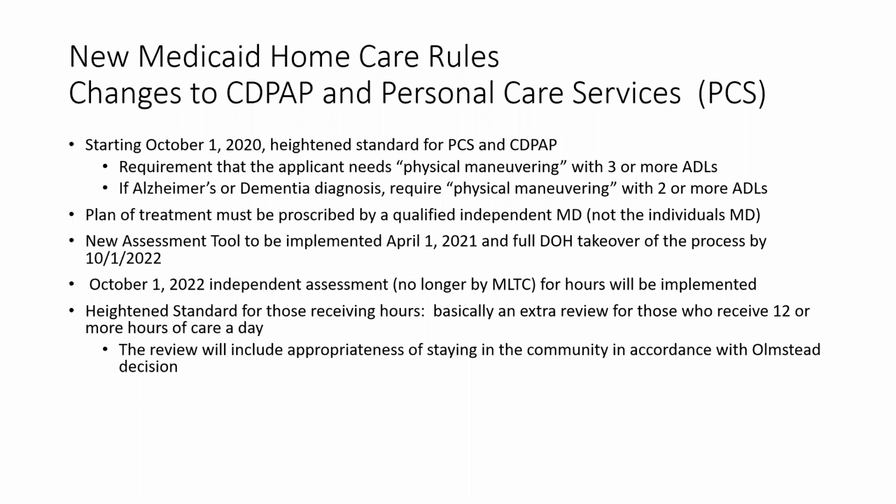Well, after 10/1/2020, there's going to be a heightened standard. You're going to require physical maneuvering with 3 or more activities of daily living now to qualify for hours. And if you have Alzheimer's or dementia, that only counts as one condition, and you still need 2 or more activities of daily living along with the Alzheimer's or dementia. Now, maybe, Michael, could you give us examples of activities of daily living?